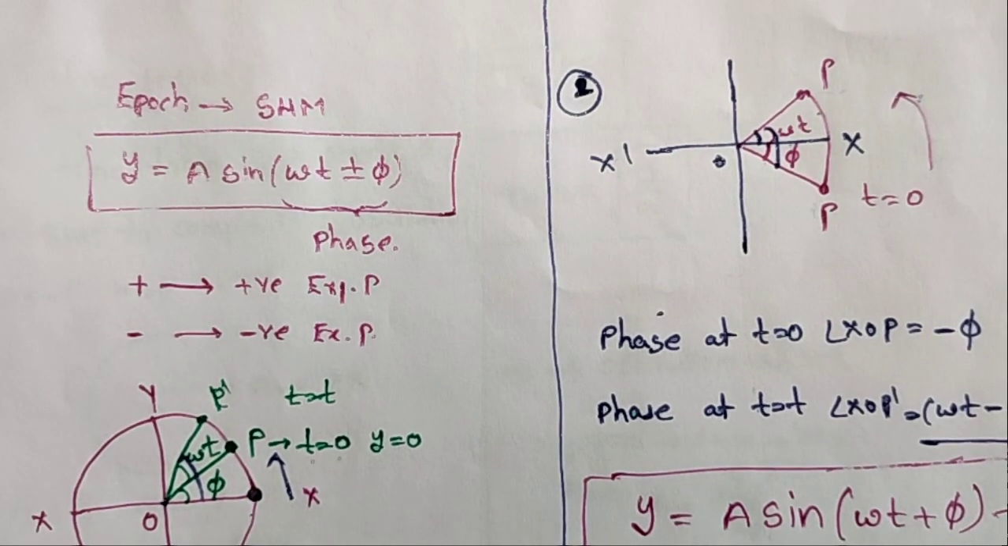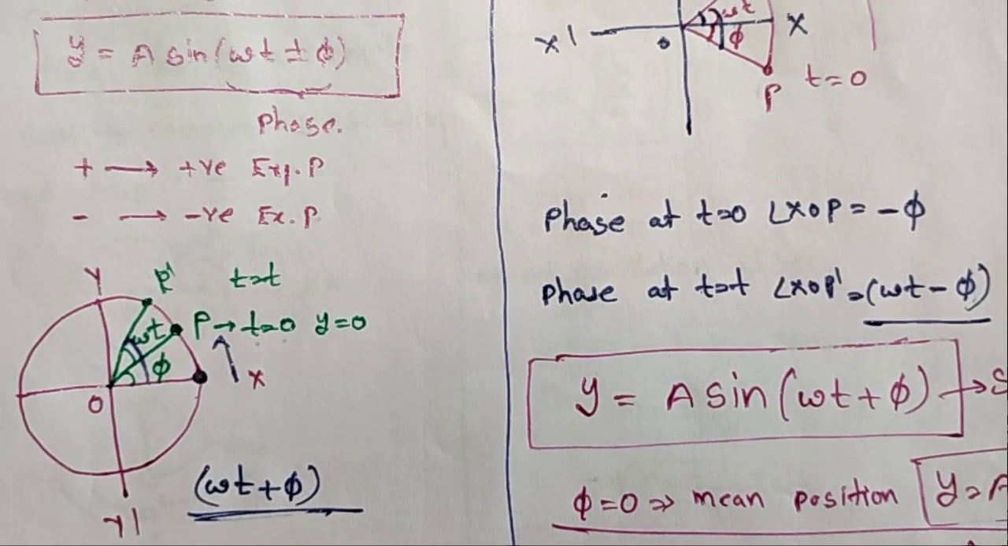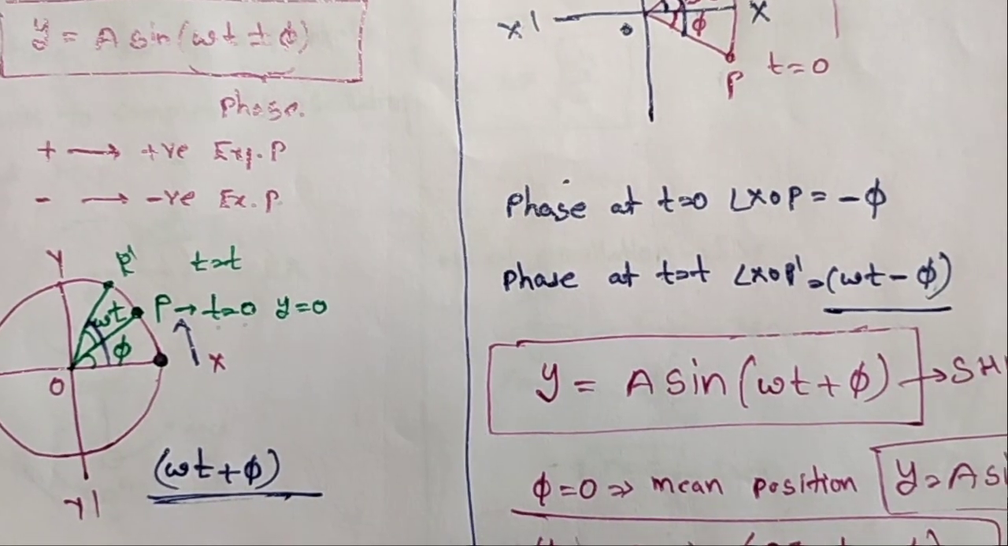The different characteristics. Sometimes you can also take y is equal to a cos omega t plus or minus phi naught. So thank you one and all. This is the complete account of the characteristics of simple harmonic motion.